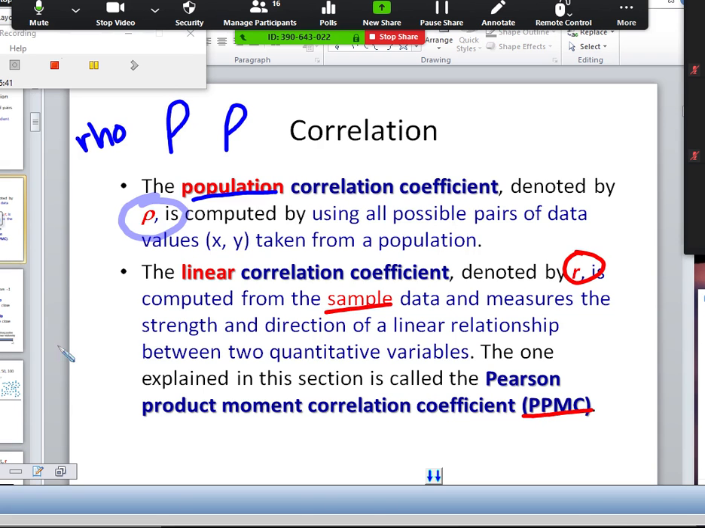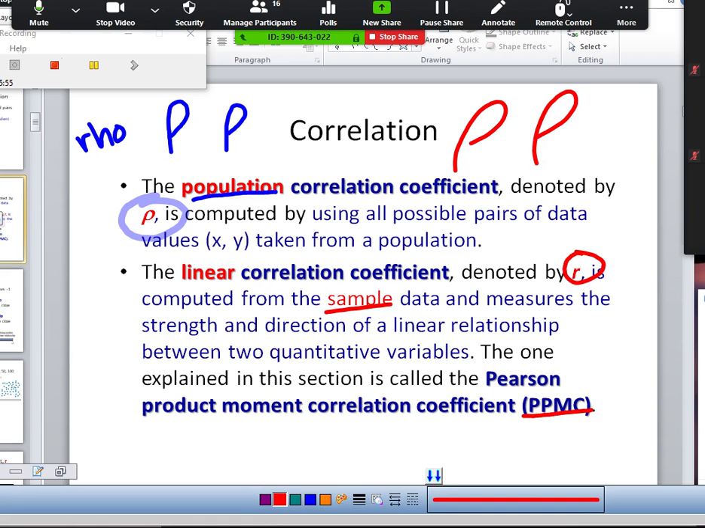So the next thing we want to talk about is remembering that rho. This is that weird P-looking thing. It's not a P, it's just a loopy thing that goes up and around. A P would look like this, with a little tail there. It's a rho, the Greek letter, and that's the population correlation coefficient. The sample correlation coefficient is just r, and that's the one we're going to be using mostly.